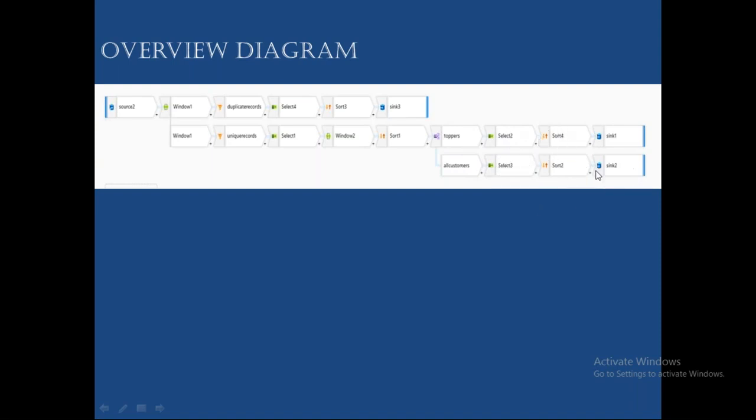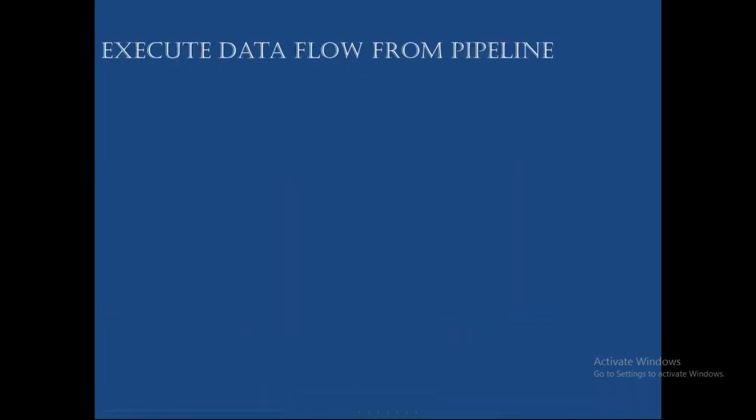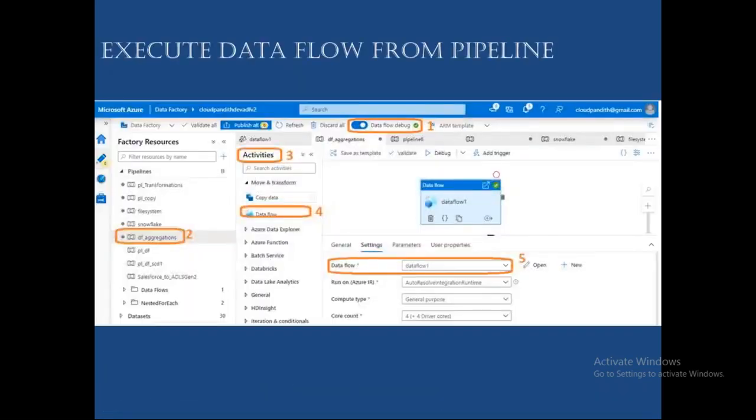Then I will sort the data in a proper order. Finally, I will write this data into my destination. Here in this table you will have the toppers data. In this table you will have all customers data. Okay, so these are the things we'll have. So execute data flow from pipeline. You already know, I don't need to explain every day. So we'll have a pipeline. In the pipeline you will have activities, you will use the data flow activity, and you will select the data flow, or whichever data flow you want to execute.